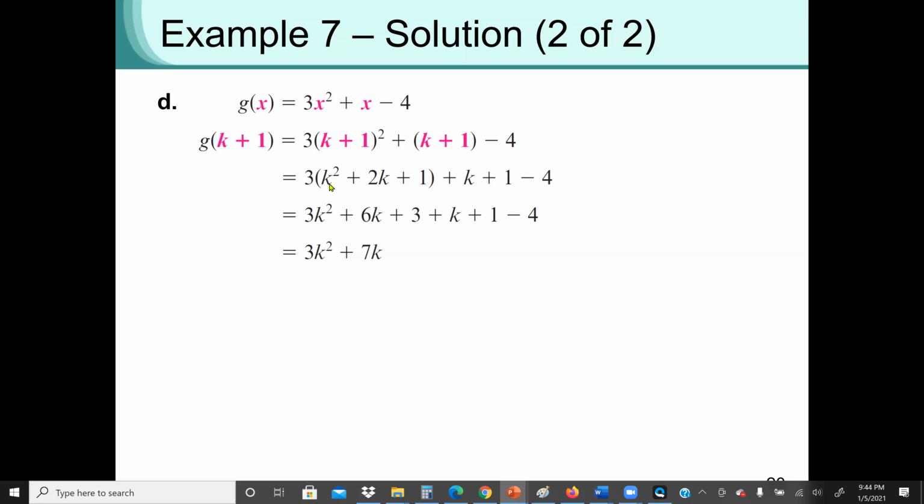So 3 times k squared gives me 3k squared. 3 times 2k gives me 6k. 3 times 1 gives me 3. Plus k plus 1 minus 4. So we combine like terms. Plus 3 plus 1 gives me plus 4. Plus 4 minus 4 gives me 0, so they cancel. Then we have plus 6k plus k, which gives me plus 7k. Then we have only 3k squared. So our final answer is 3k squared plus 7k.